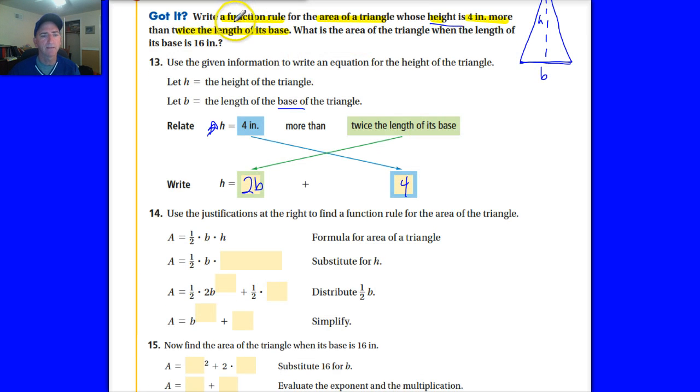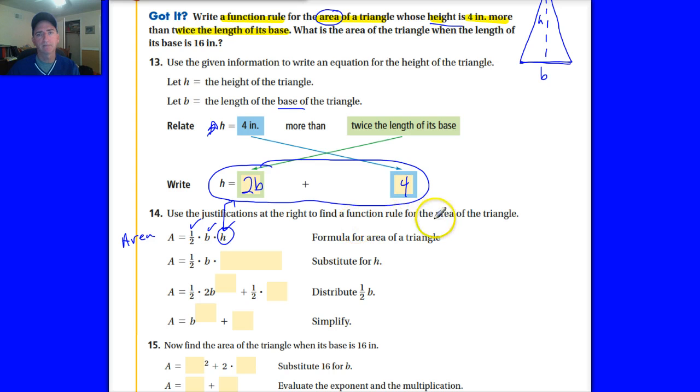Okay, so it says write the function rule for that. Okay, well, that's the beginning of it. It's not completely, because the function rule is actually supposed to be the area. Okay, so that's the height, but the area is down here. Okay, we know that the area of a triangle is 1/2 times base times height. Hopefully you know that. Okay, well, the problem is that the height is this.